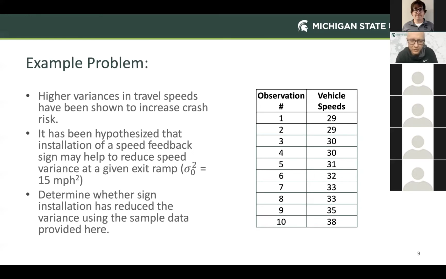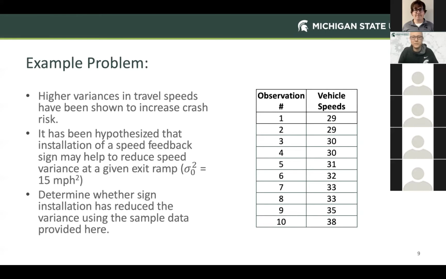This actually parallels a study that's ongoing currently for the Michigan DOT that we're working on, where we've installed these signs on exit ramps where drivers have to rapidly reduce their speeds from 70 or 75 miles per hour to a significantly lower ramp entry speed. As a consequence, we do tend to see quite a bit of variability as drivers are navigating those ramps. Let's say hypothetically, we have pre-existing data that tells us the variance in speeds at a given ramp where this device has been installed is roughly 15 miles per hour squared here.